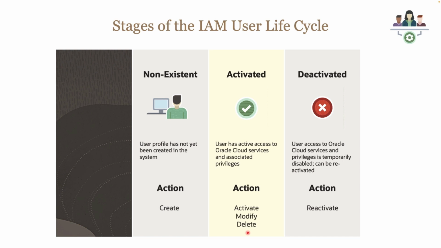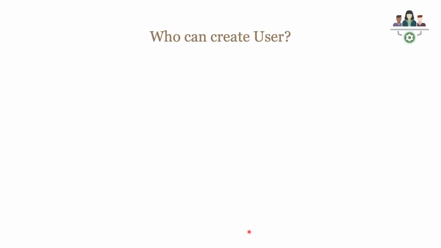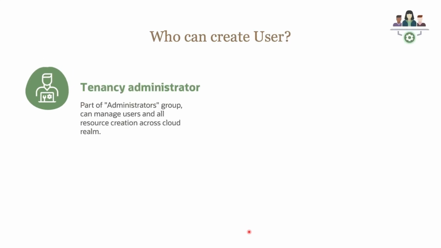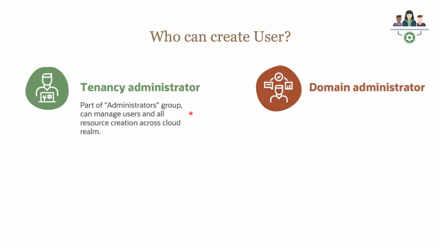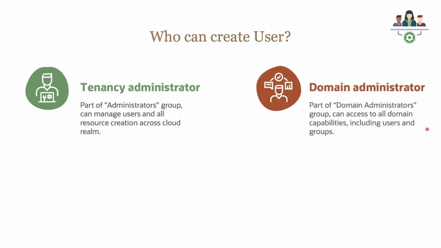So now you got to know the life cycle of the user. Now we will go ahead and see who can manage or create users. First is your tenancy admin, who has permission to manage all the resources in your tenancy. So he can manage users, groups, and all related identity components in your tenancy. Second is your domain admin, who is a part of the domain admin group and can manage all the capabilities of that particular domain, including users and groups.